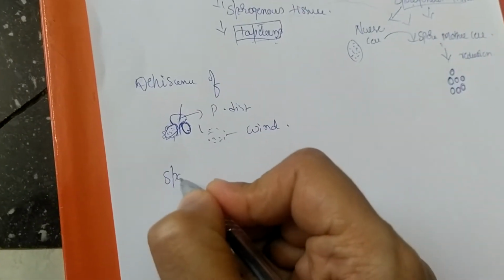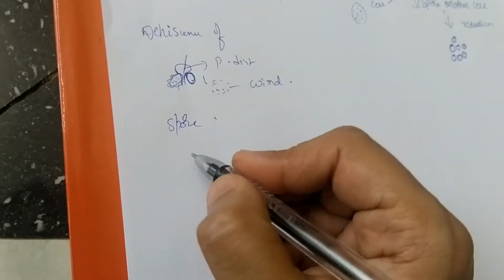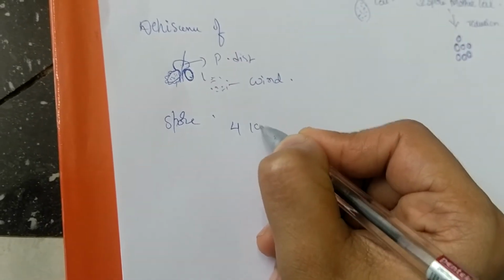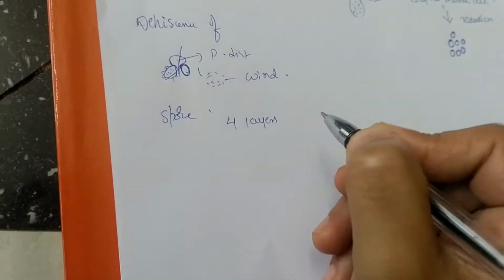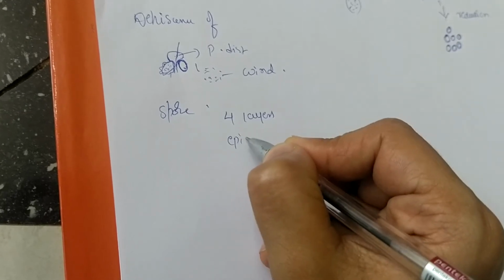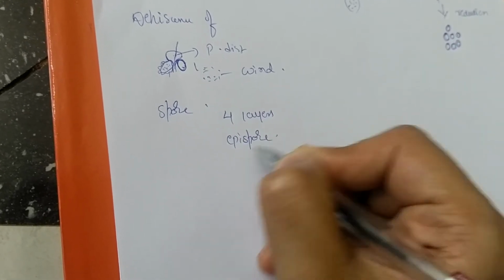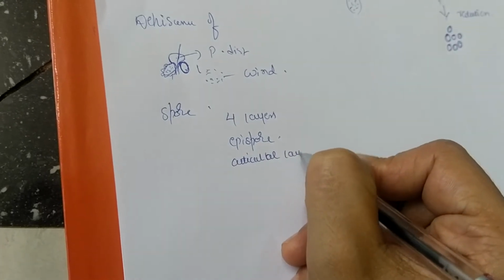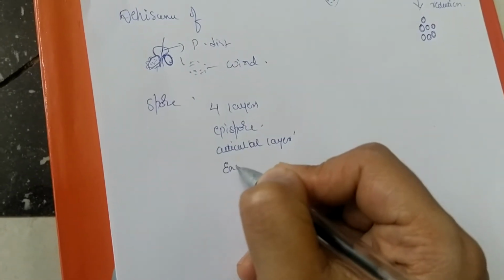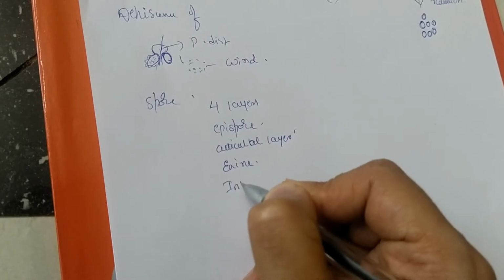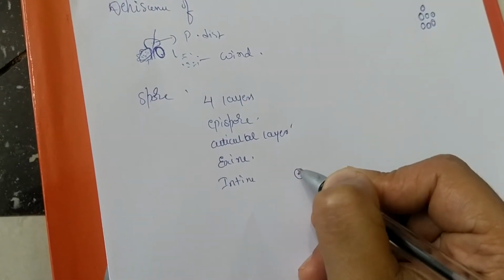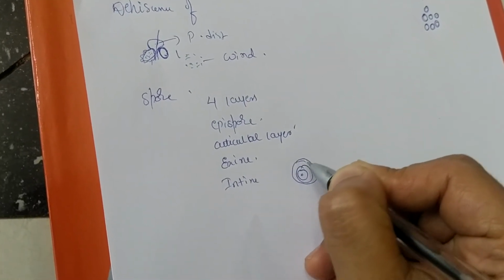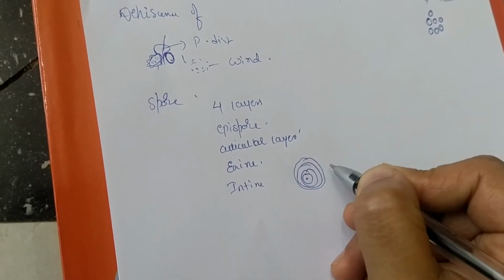Now speaking about the spore, here the spores are surrounded by 4 layers. Not only exine and intine, there are 2 extra layers: epispore, the outermost layer, and the cuticular layer. Third will be exine, and the innermost will be intine. It is like intine, exine, cuticular layer, and epispore.